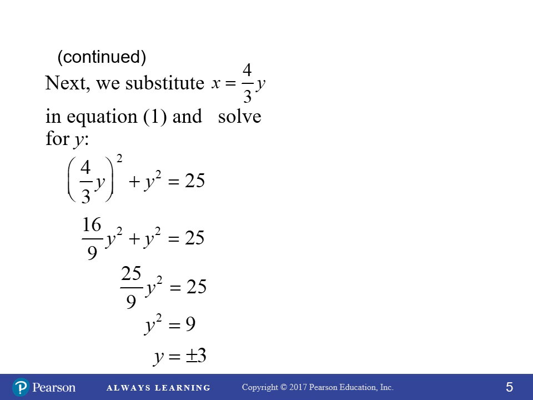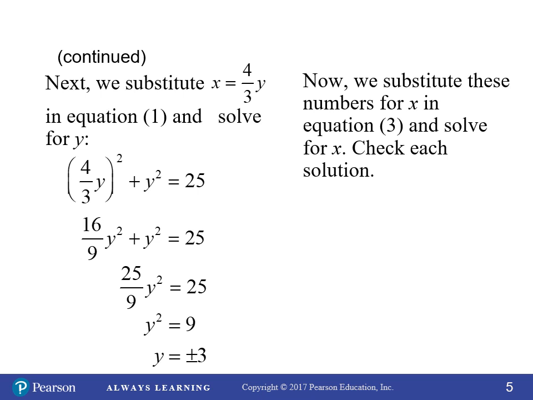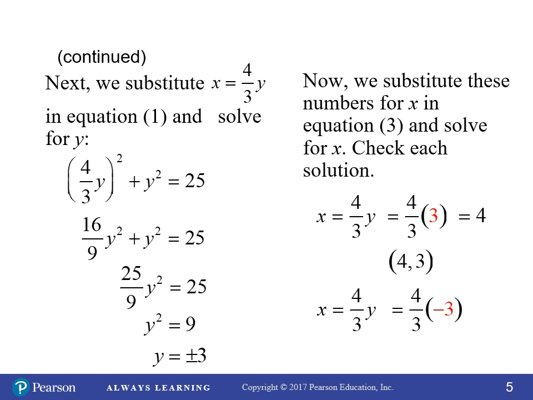And now we know what y equals. We can substitute it back into one of the equations and solve for x. If I plug in 3, 4/3 times 3 gives you 4. So x can equal 4. Now we had two different y values, so we have to try it with negative 3. If I plug in a negative 3 for y, I end up with a negative 4. So my two solutions are (4, 3) and (negative 4, negative 3).